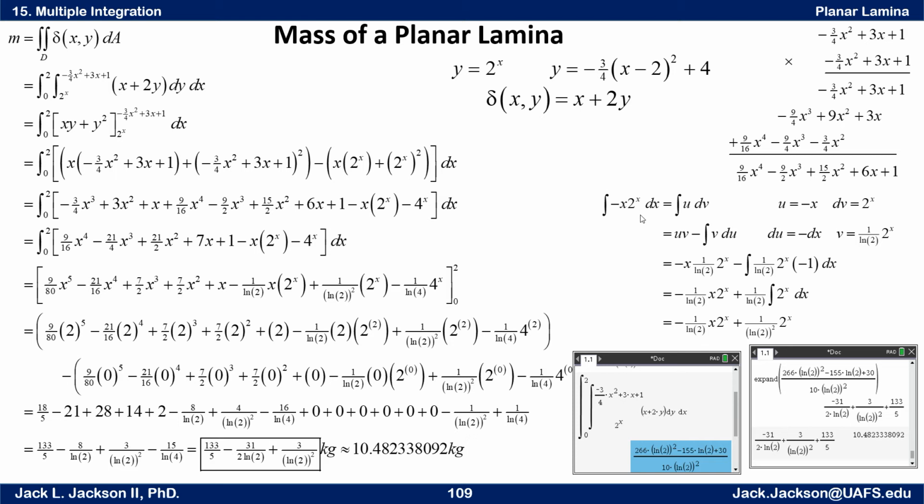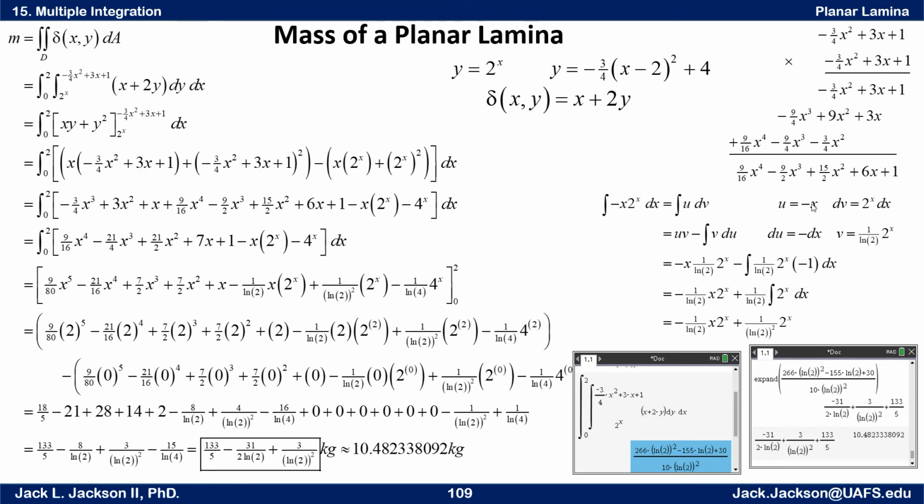So this part right here is actually an integration by parts problem. So if you let u be negative x and dv be 2 to the x dx, then what we have is the integral of u dv. By the parts rule, which is the product rule backwards, you get uv minus the integral of v du. So that's u times v, multiply these two, so that's negative x times 1 over log of 2 times 2 to the x, and then minus the integral of v du, which is these two multiplied together. So there's our negative 1 dx, and here's our 1 over log 2 to the x.